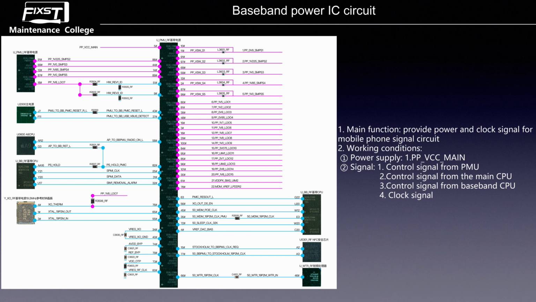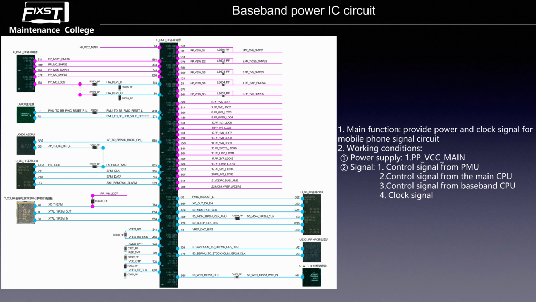You need to pay attention to this capacitor. If this capacitor is missing or has some problem, it will cause the baseband power IC clock crystal to not work normally, so the mobile phone will not have 4G signal, and the signal is also abnormal. Continue down, you can see the 17.4 and 17.9, 17.3 and 16.4.9.